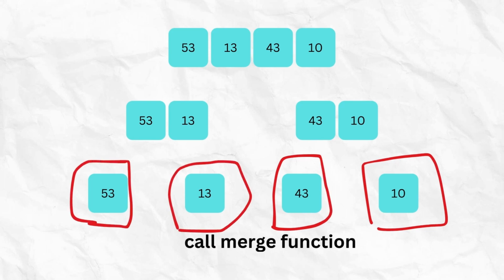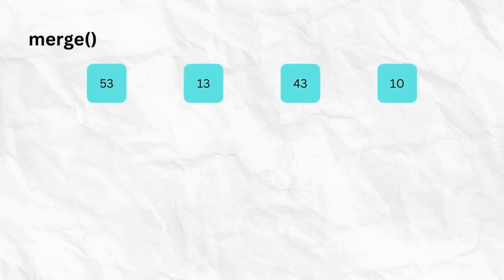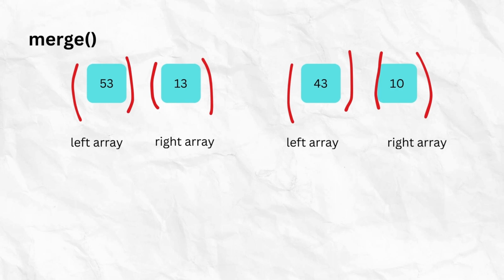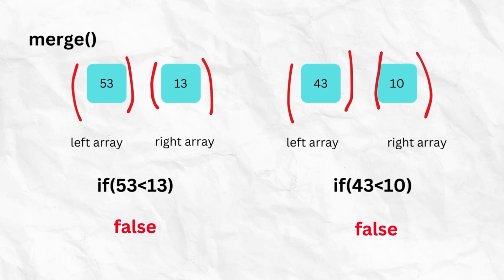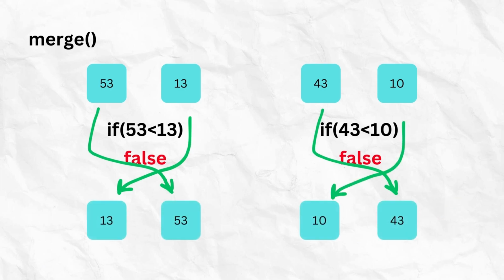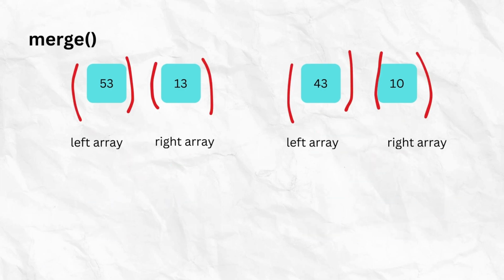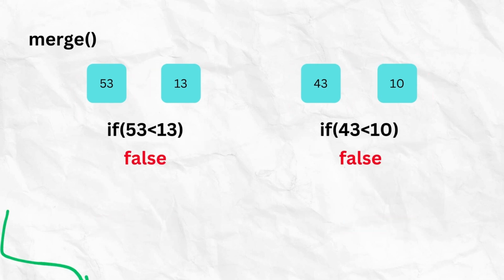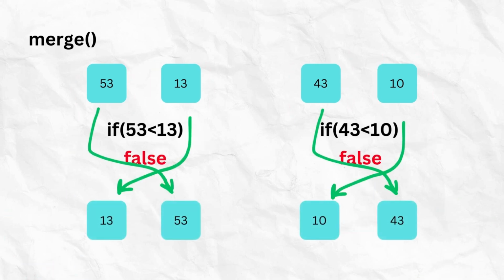Essentially, the merge function will take the individual elements, and the first step is it will group them into a left array and a right array, and it will try to check which one is greater. So in the first condition, 13 is obviously not greater than 53. It is not in sorted order. 13 is lesser than 53, so we will put the 13 in front and then 53. Same goes for the second condition. 10 is obviously not greater than 43, so it will return false, and then we will put the 10 in front of 43.